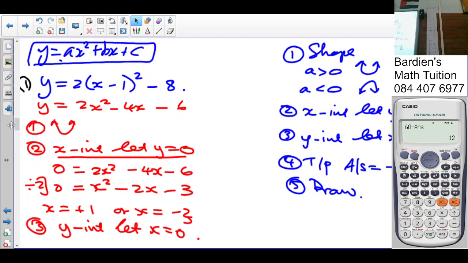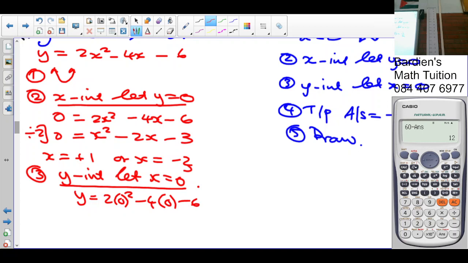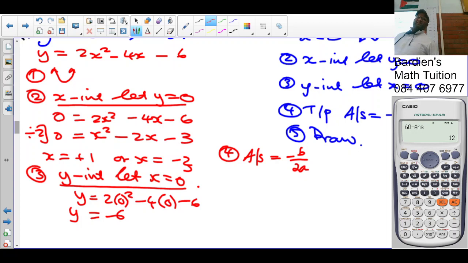So what does this give us? Y equals 2 times 0 squared minus 4 times 0 minus 6, which is negative 6. Now, to work out your axis of symmetry, or your turning point, we said you're going to use the axis of symmetry, which is minus b over 2a. And it will always be that.